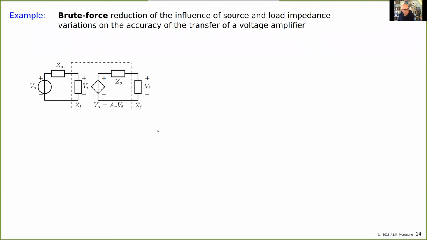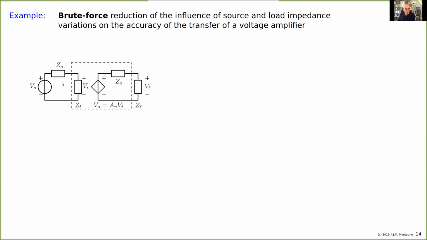So let's say here we want to have a voltage amplifier. We have here a voltage source Vs with a source impedance, and we have a load impedance and a voltage across it. So we want to have an accurate and stable voltage transfer from Vs to V load. But we have an amplifier that has a finite non-zero input impedance and a finite non-zero output impedance.